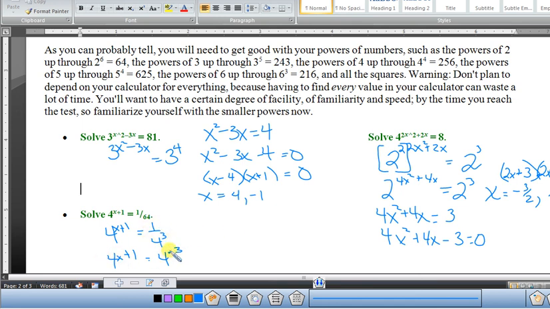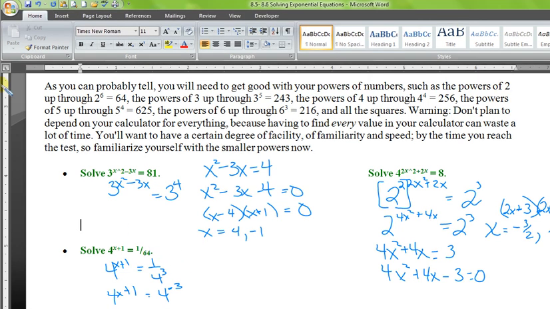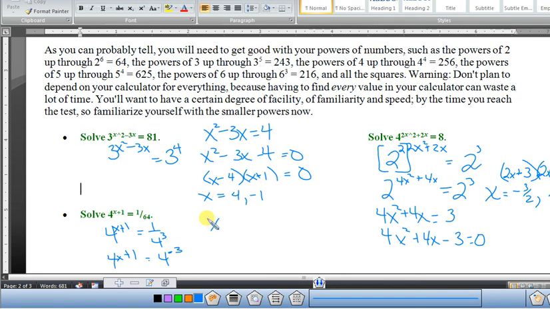Now that the bases are equal, we can set the exponents equal to each other, and when I do that, I get x plus 1 is equal to negative 3, and I can subtract 1 from both sides, and x is going to equal negative 4. And that concludes this video for solving exponential equations when the bases are equal. I will be discussing when the bases are not equal in the next video.